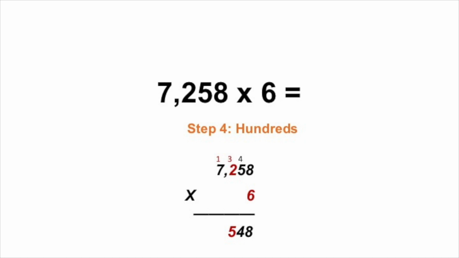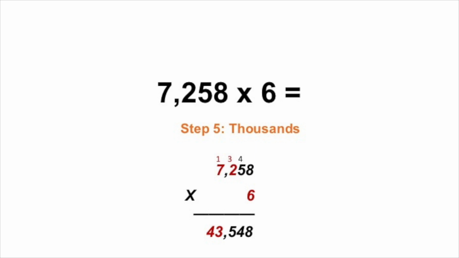So what do we need for the thousands, guys? Comma. 6 times 7? 42. Plus the 1 we carried over, 43. But now we don't have to worry. Because there's no more columns, we can just write 43 as our answer. So our answer will look like this. And our answer is 43,548.